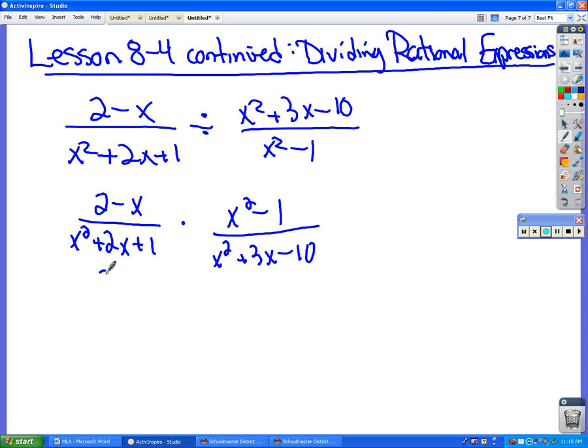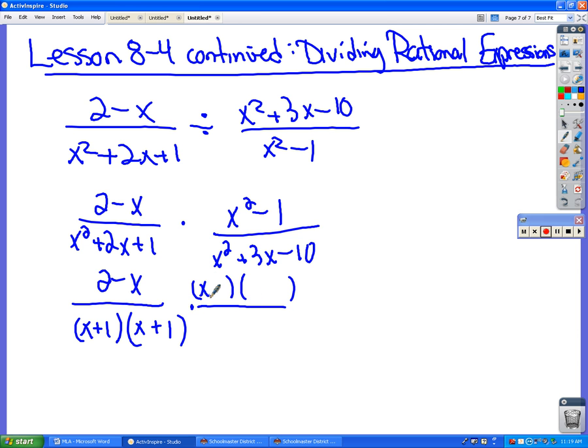Okay, so now we're just going to do what we've been doing. x squared plus 2x plus 1 factors into x plus 1, x plus 1. x squared minus 1 factors into x plus 1, x minus 1. x squared plus 3x minus 10 factors into x plus 5, x minus 2, it doesn't matter what order you write it in. 5 times negative 2 is negative 10, and 5 minus 2 is 3.